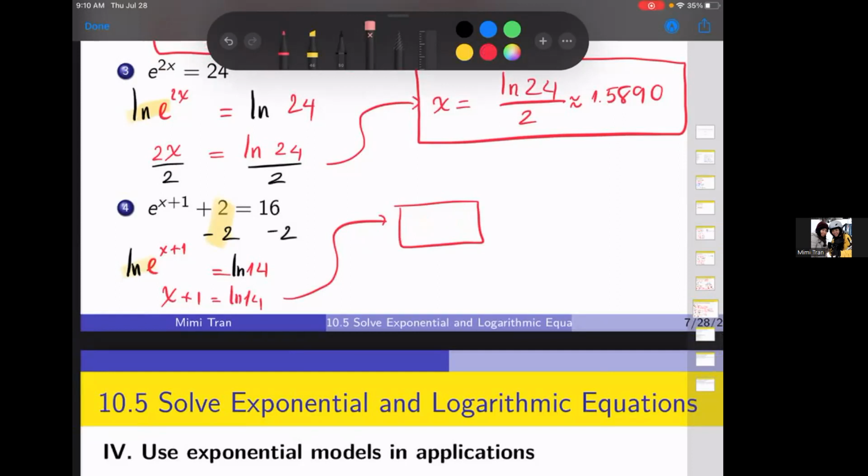I just did the same thing that I told Sue not to do. I canceled the ln on the right as well. Subtract 1, so x equals ln 14 minus 1. And if you want, you can give me a decimal if I ask you to. But I always want the exact answer first. I always want this guy first.